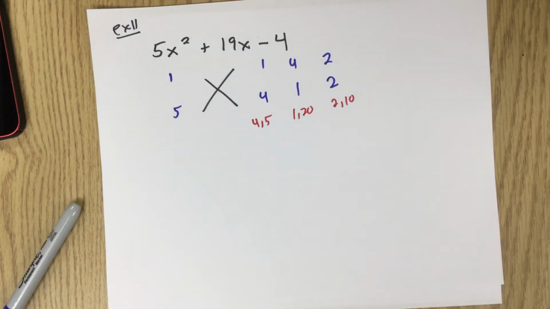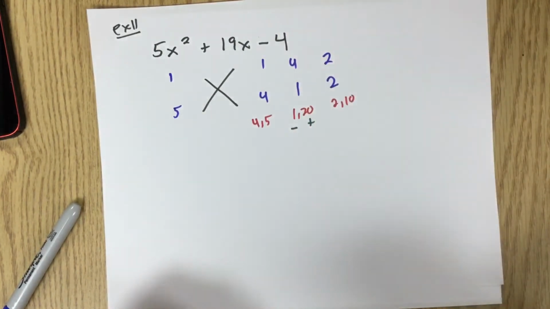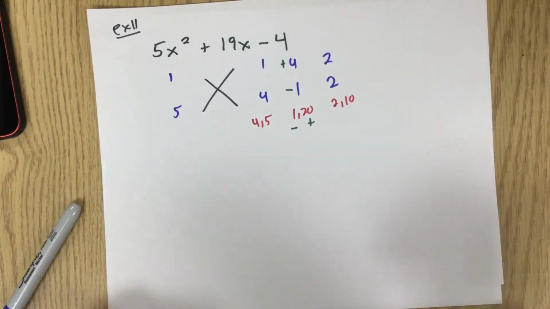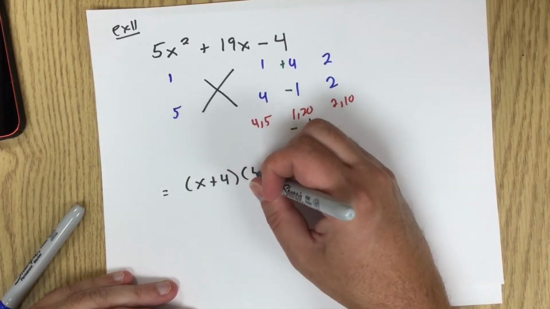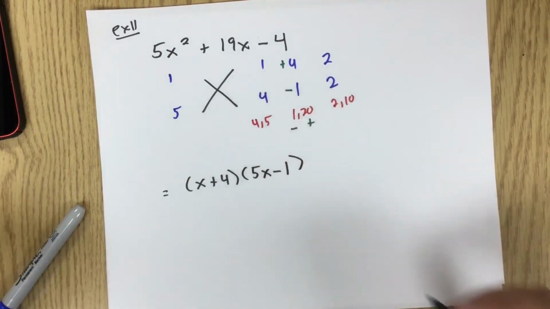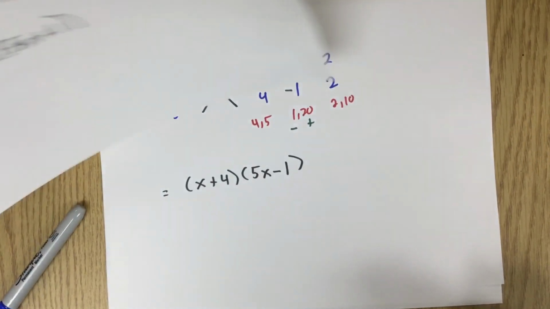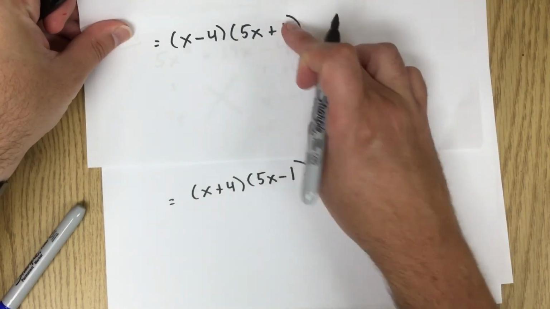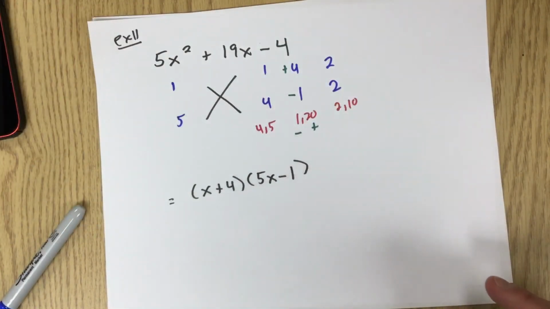So how do we get positive 19? Well, what we do is we make the 20 positive and the 1 negative. How do we make the 1 negative? That's negative, that's positive. So this is going to be x plus 4 and 5x minus 1. So if you compare it to the other one, the one before that had x minus 4, 5. So notice the minuses and the pluses essentially switch sides, and that caused the middle term to change.